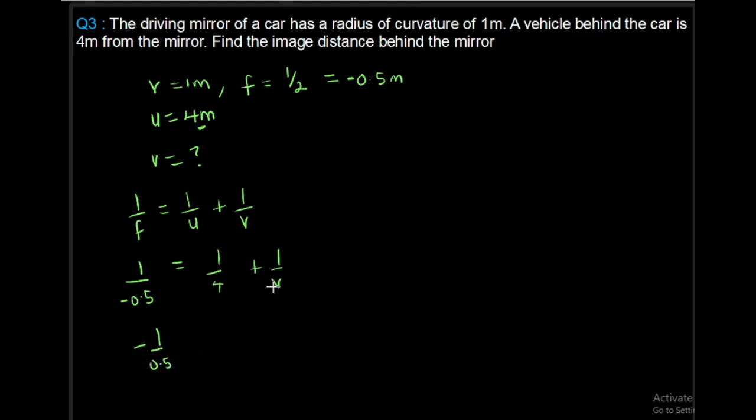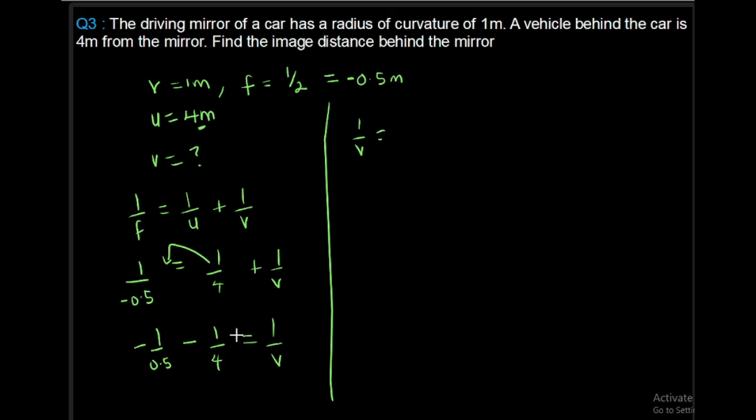Now to get V, we'll make it subject of the formula. We'll move 1 over 4 to this side of the equation. We have minus 1 over 4 equals 1 over V. Now if we simplify, we're going to have 1 over V equals negative 1 over 0.5 minus 1 over 4. That will give us minus 9 over 4. So we have 1 over V equals minus 9 over 4.